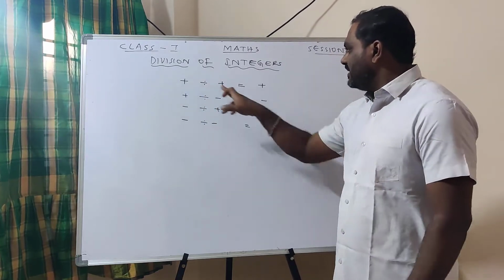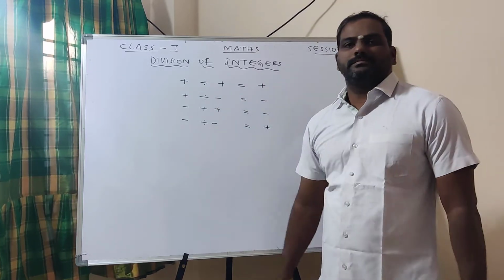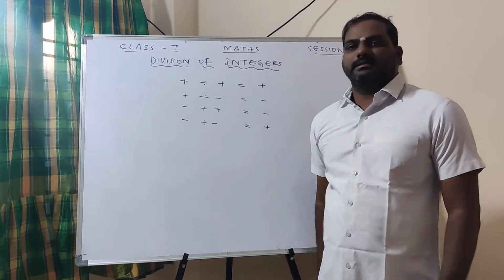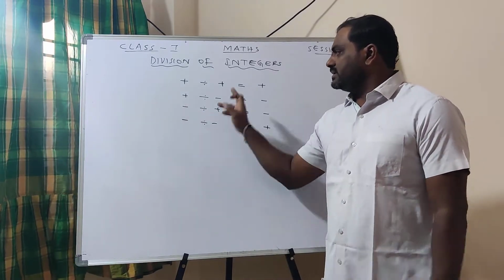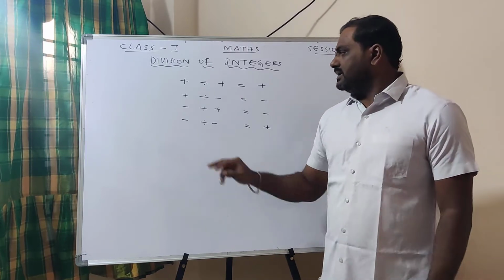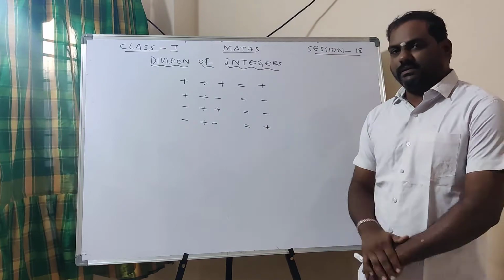How to read this? A positive integer divided by another positive integer gives a positive integer. A positive integer divided by a negative integer gives a negative integer. A negative integer divided by a positive integer gives a negative integer. And lastly, a negative integer divided by another negative integer gives a positive integer.